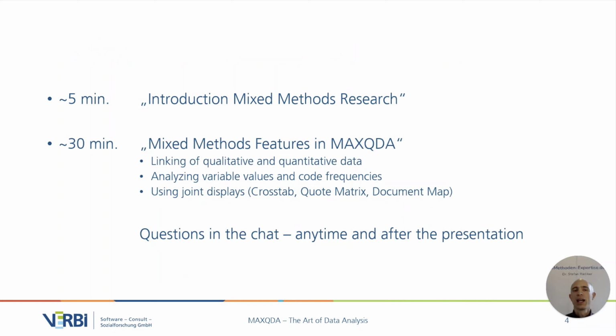We will have about 5 minutes where I will give a short introduction to mixed methods research and the idea of using it with MAXQDA. And then I'll start with the mixed methods features in MAXQDA and show you several features live with 2 example projects: how you can link qualitative and quantitative data, how you can analyze variable values and code frequencies, and how you can use joint displays like the Crosstab, the code matrix, or the document map.